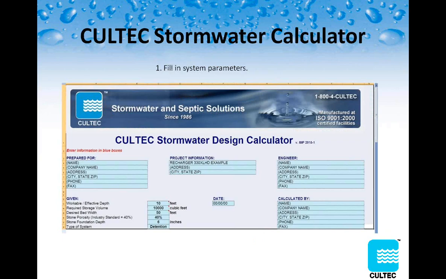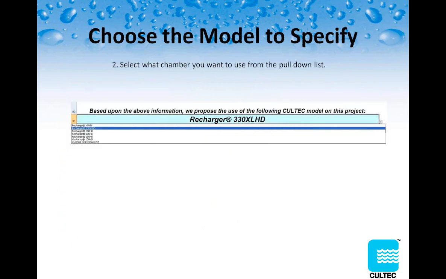First, you fill in the system parameters into the calculator, like we said earlier in the presentation. And then you're going to choose the model you want to put into your design and save the spreadsheet with a unique file name. And make sure you save it somewhere you can find it easily later. I've done that and can't find my spreadsheet. So make sure it's easily accessible.